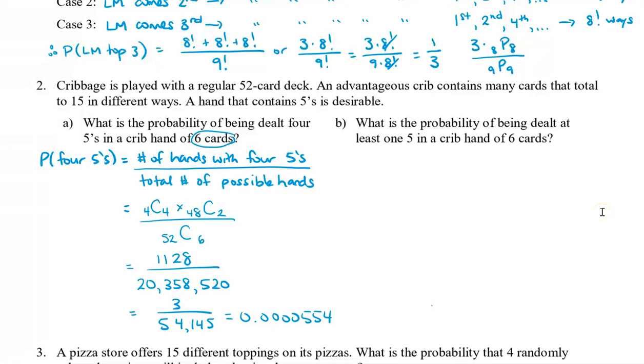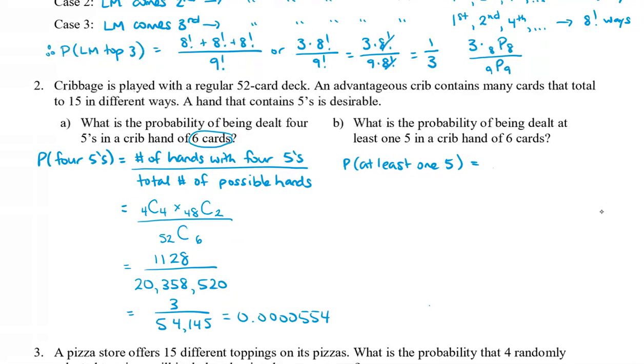Let's take a look at the second question with the crib hand. What is the probability of being dealt at least 1 5 in a crib hand of 6 cards? So the probability of at least 1 5. The easiest way to find this is actually going 1 minus the probability of no 5s.